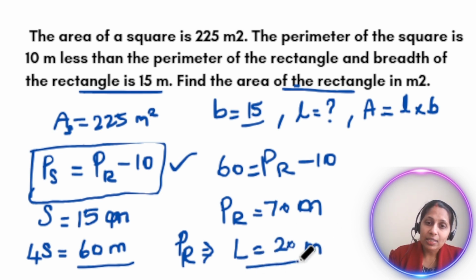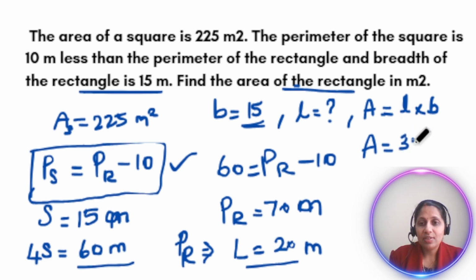Now you got the length as well as the breadth. Now finding the area becomes much easier, which is A equals length into breadth. 20 times 15, which is 300 centimeter square. I hope you are clear with the method. Think logically, and the entire mensuration topic will become very easy for you, right?